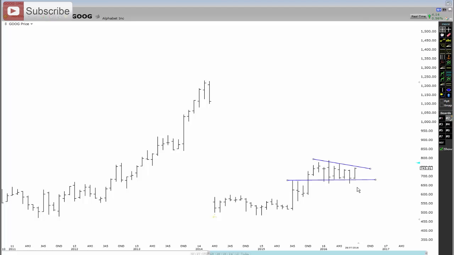But if we do start to close below on a monthly basis, very simple, if the market opens up and then closes below there, guess what? That's a very weak sign. And even if we do get a little rally up, we're likely to be sold into here, and then we're likely to drop back down to here.